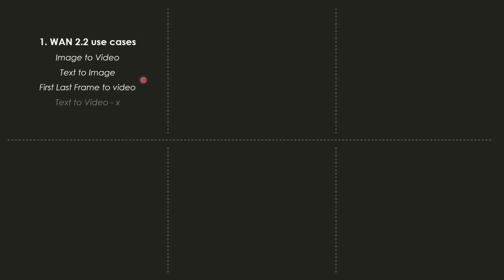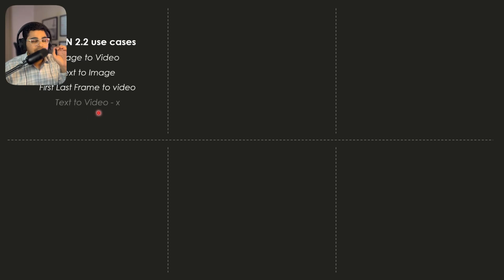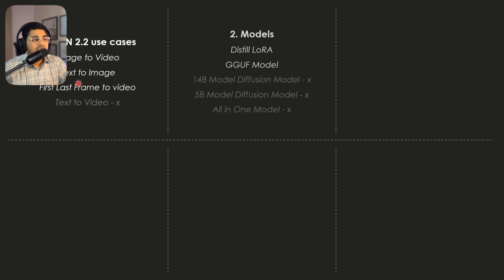The first one is that there are multiple use cases. I would not use WAN 2.2 or any video generation model for text to video. Use it for image to video, text to image, and first last frame to video. And with respect to so many models, always use a distill LoRA, use a 2.1, 2.2 doesn't matter, and use a GGUF model depending upon the CPU and the computer configuration that you have.